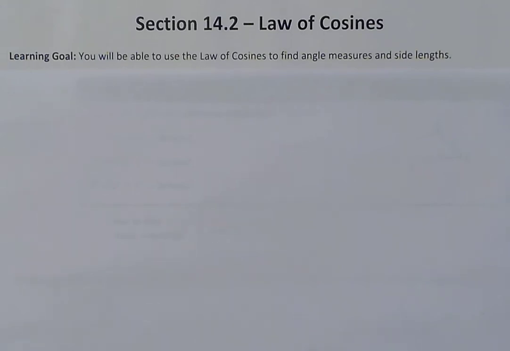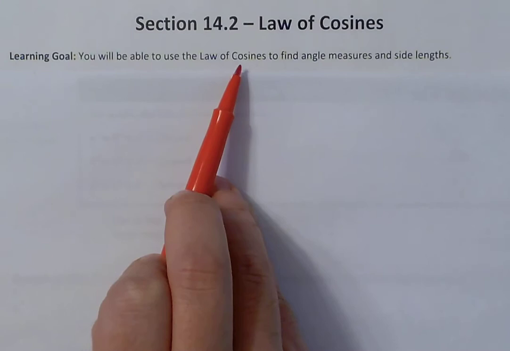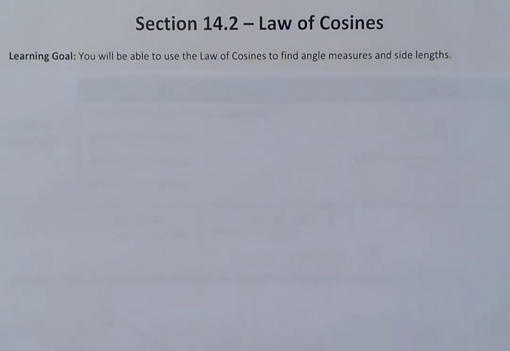Now, for today's lesson, we have one learning goal, and our learning goal for today is that you will be able to use the law of cosines to find angle measures and side lengths. So we're going to talk about what the law of cosines is, and then use the law of cosines to help us find unknown angle measures and side lengths. So similar to what we did in 14.1 with the law of sines, just this time we have a different situation and a different law to use. So with that said, let's talk about the law of cosines.